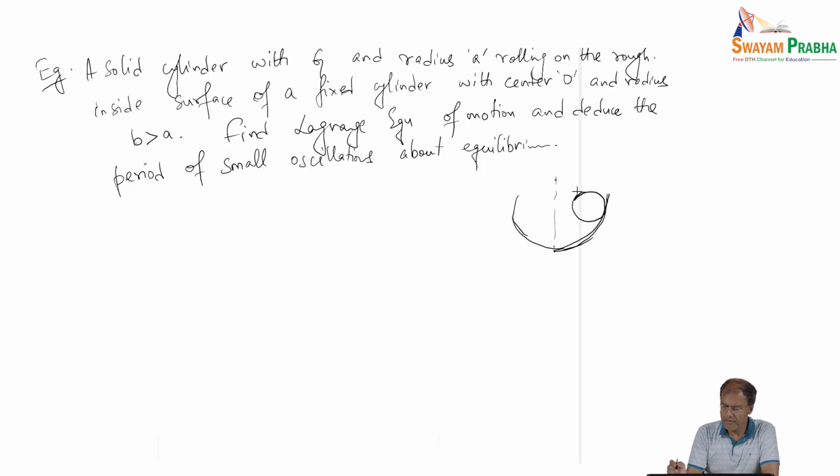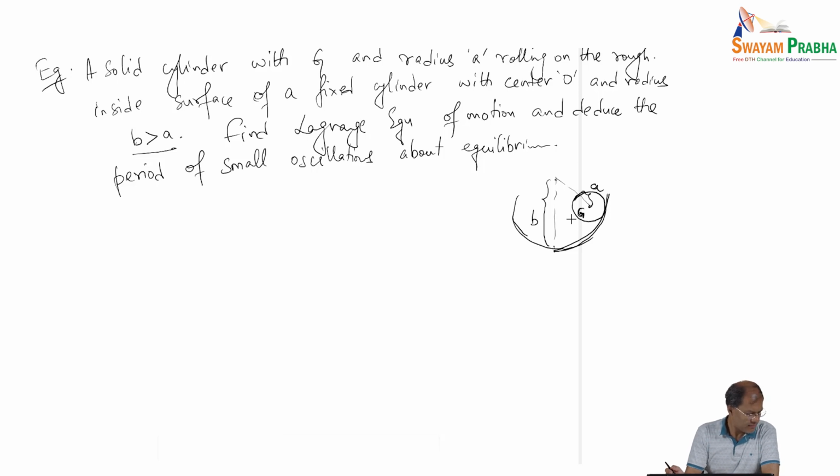So this is my radius A of the smaller cylinder here, and of course the radius B of the larger cylinder, and it is given that B is greater than A. Let us say that the center of mass of the cylinder inside is G. We are assuming a homogeneous cylinder, so the center of mass will be at the center or the central axis of the cylinder.